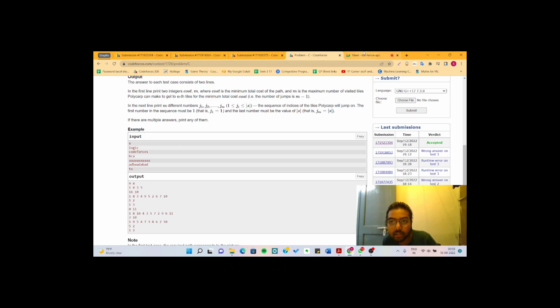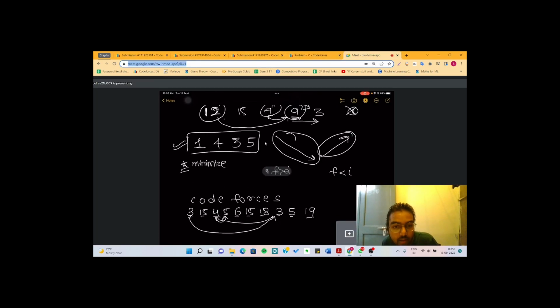Let me just show my screen. I'm sorry for that. Now for that we'll look at this Codeforces string. I just wrote down all the value indexes here. So this is 3, 15, 4, 5, and so on. I'll repeat this once again. From 3 you will go to the next nearest one, which is 4.